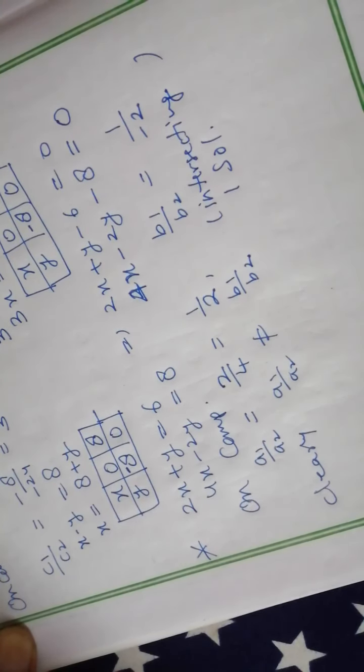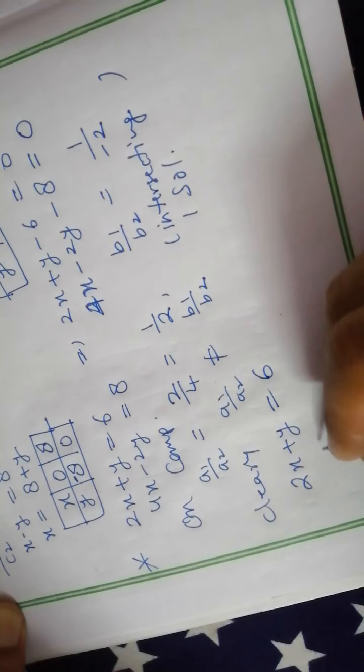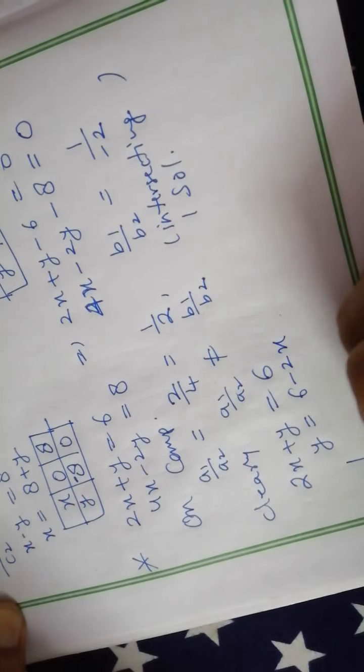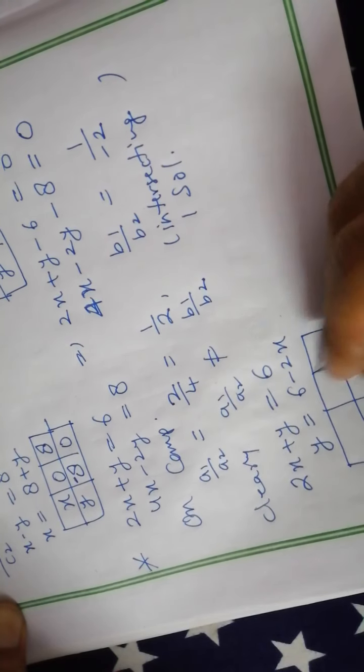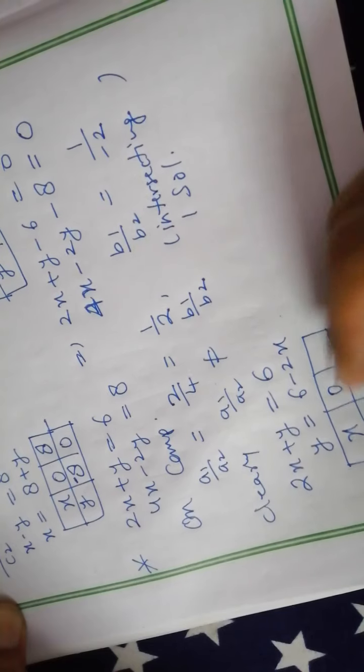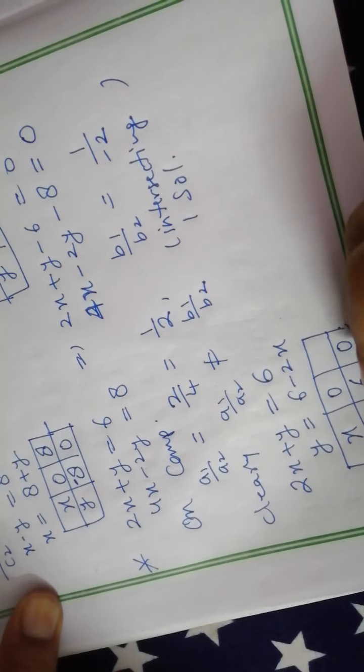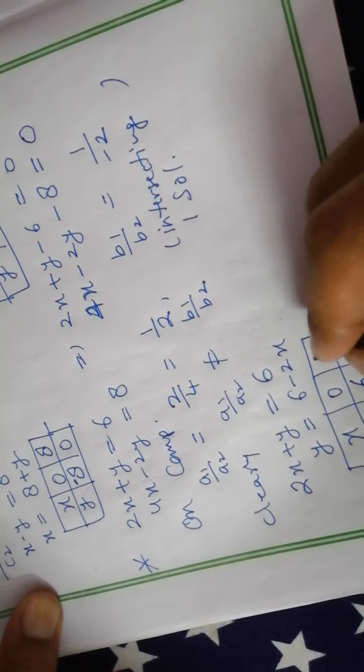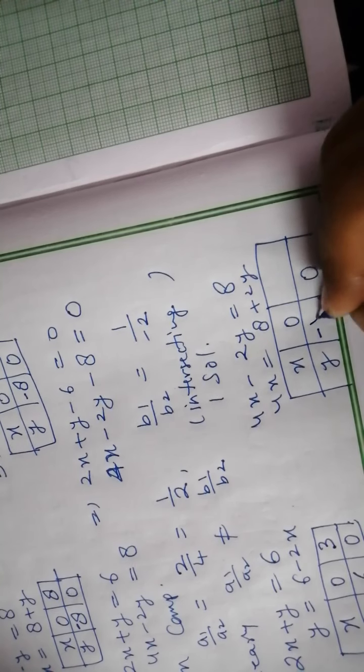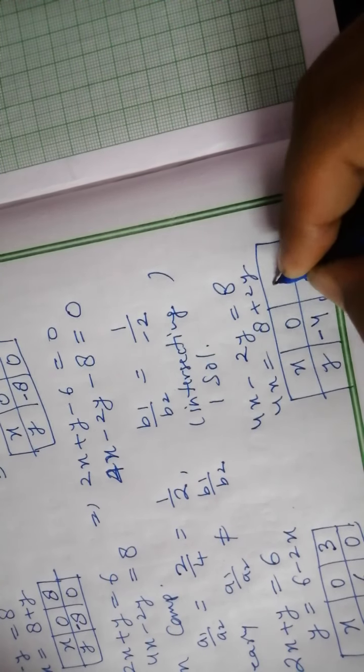So 2x plus y equals 6 gives y equals 6 minus 2x. Draw the table: when x equals 0, y equals 6, and when y equals 0, x will be 3. Now for the second equation, 4x minus 2y equals 8, or 4x equals 8 plus 2y. Again with x and y, when x equals 0, y will be 8 upon minus 2, which means minus 4, and when y equals 0, x will be 8 upon 4, which means 2.